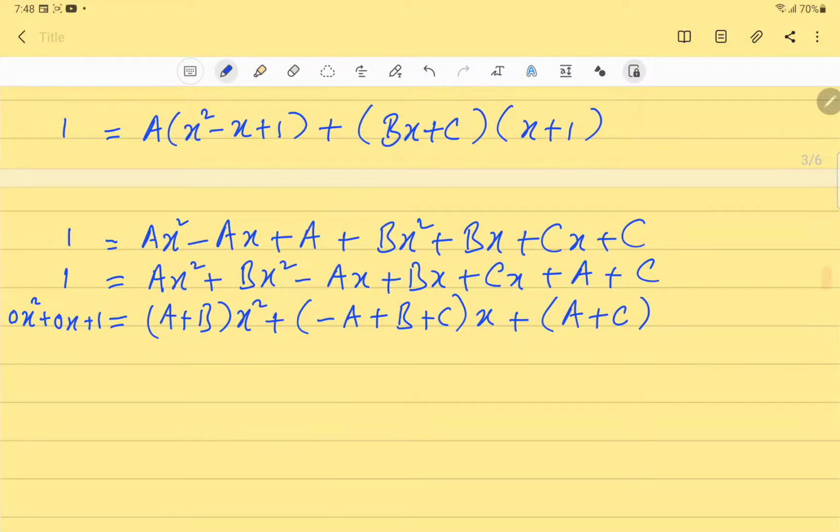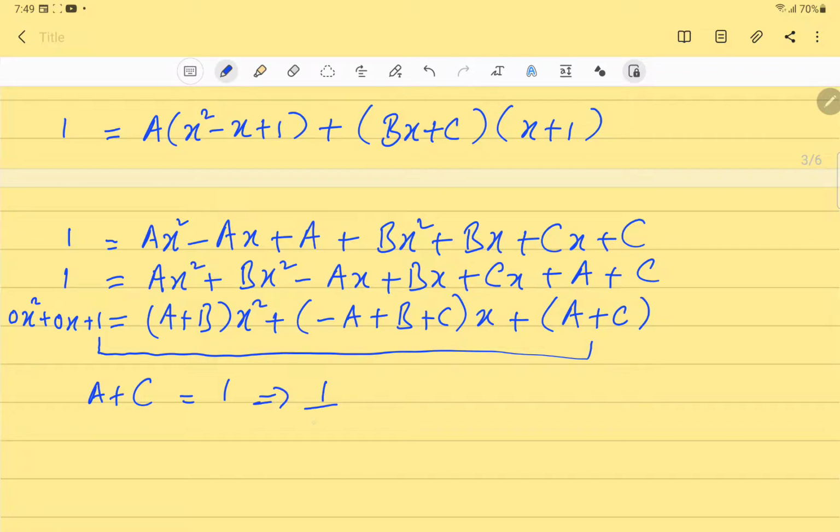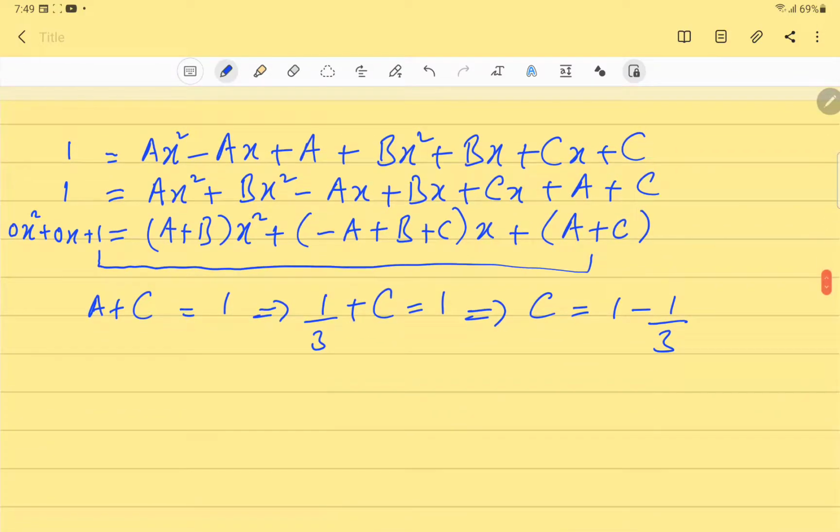Now we compare the terms on both the sides which is not having x, which is this one. So A plus C is equal to 1. We have the value of A, which is 1 over 3. C is equal to 1 minus 1 over 3, which means C is equal to 2 over 3.